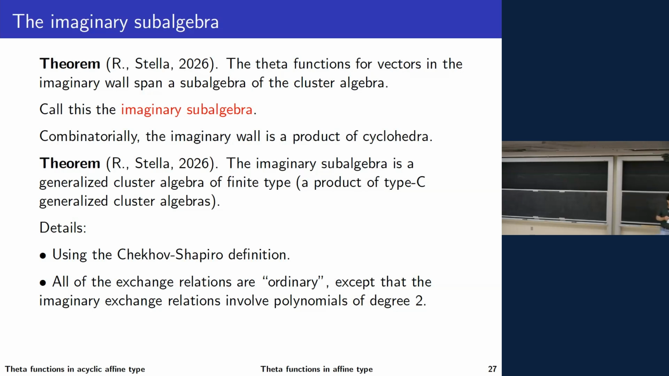Combinatorially, the imaginary wall is a product of cyclohedra. And the theorem is that the imaginary subalgebra is a generalized cluster algebra, a product of type C generalized cluster algebras. Type B and type C, if you're thinking about Coxeter groups, are the same thing. So maybe we should have been saying type B, type C associahedron for cyclohedra all along. But anyway, details here, it's the Chekhov-Shapiro definition of generalized cluster algebra. All the exchange relations are just ordinary exchange relations in the cluster algebra, except for that one I just showed you, the imaginary exchange relation.